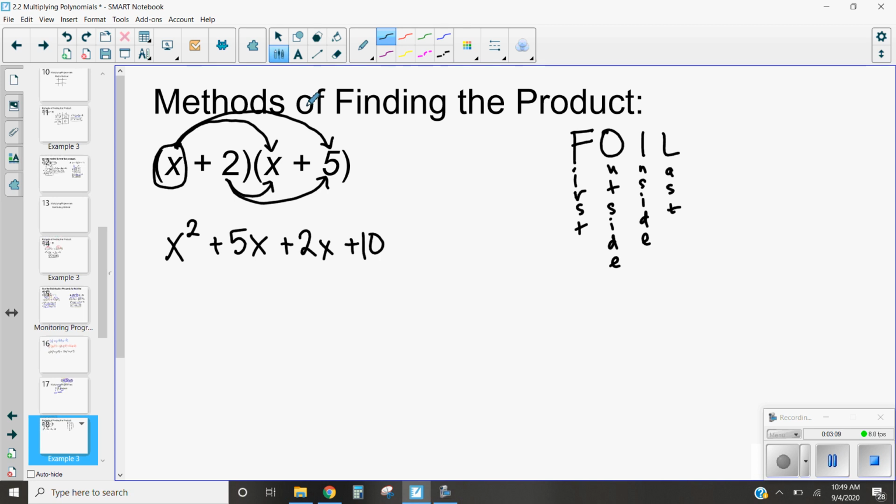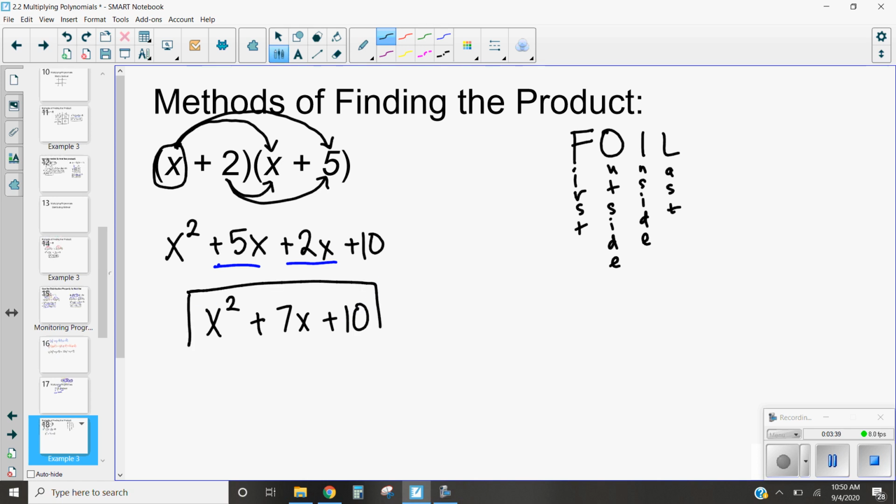If those other two methods are ones you prefer, awesome, do it that way. For the sake of this class and the remainder of the videos for chapter 2, anytime we have to multiply two polynomials, I am going to be using the FOIL method. So let's finish out this FOIL method here. x squared plus 5x plus 2x plus 10, that 5x and that 2x are like terms. So we're going to simplify them and we get x squared plus 7x plus 10.